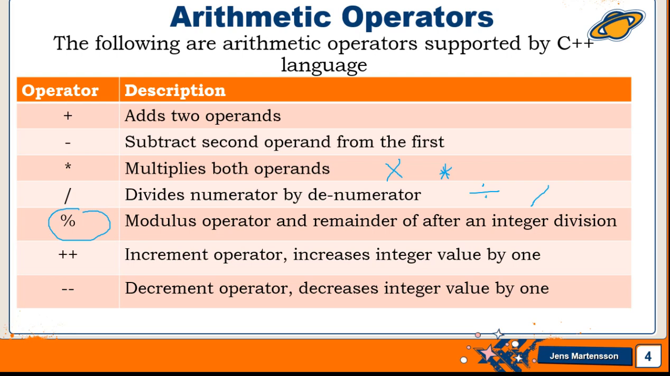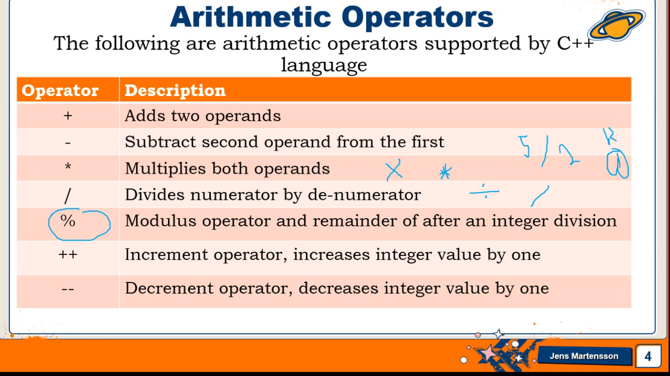We call it the modulo operator, and it gives the remainder after an integer division. We use it when we are interested in the remainder of integer division. For example, if we have 5 divided by 2 and we are interested in the remainder, the remainder is 1. So if we want to get the remainder of any integer division, we use the modulo.